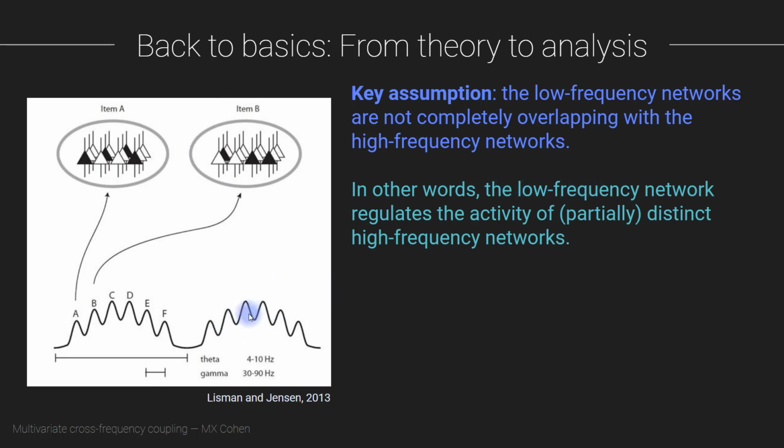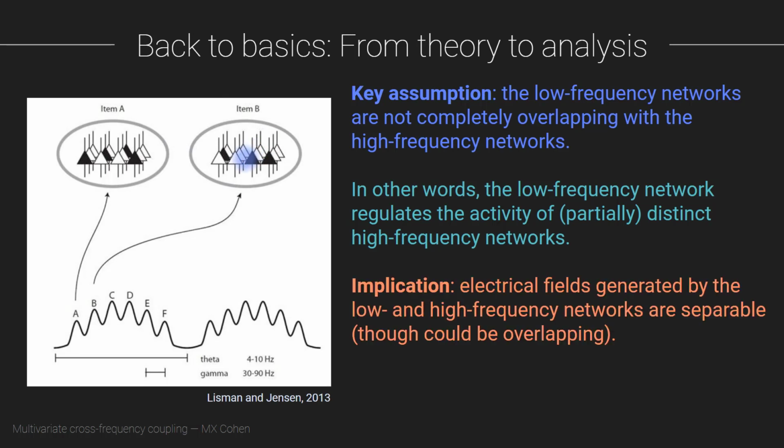So that means that these two networks, I'm thinking about these as two networks, the low frequency network and the high frequency network, are at least partially distinct. So they can recruit overlapping neurons, but at least some of the neurons are different from each other. So the implication of that is that the electrical fields generated by these two networks are going to be separable. They're going to be linearly separable. They can be spatially overlapping. You'll see examples of that in a few minutes, but I'm assuming that they are going to be not identical.